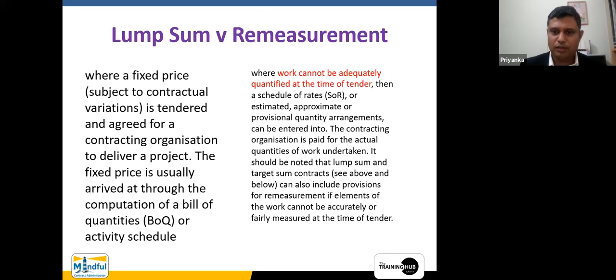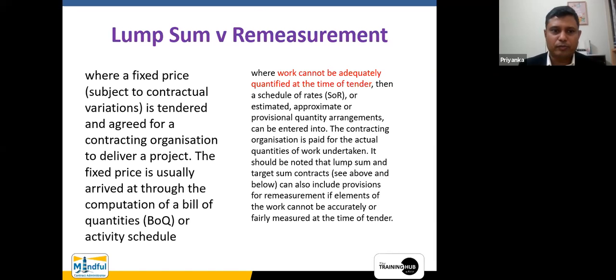It should be noted that lump sum and target sum contracts can also include provisions for remeasurement if elements of the work cannot be accurately or fairly measured at the time of tender. Now, we are talking about target sum contracts. I will be talking about that once we go on, so I'm going to talk about that separately.